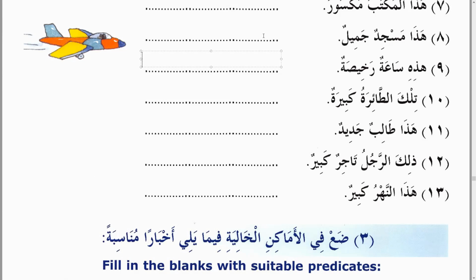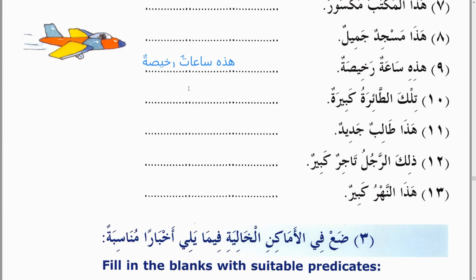Anyone? No? Okay, let me write. So hadhihi remains hadhihi. Sa'a becomes sa'at. It remains hadhihi because this is singular feminine, and here hadhihi is because it is non-rational plural. And rakhisa remains the same. So very easy. Hadhihi sa'atun rakhisatun. Only the middle word changes.